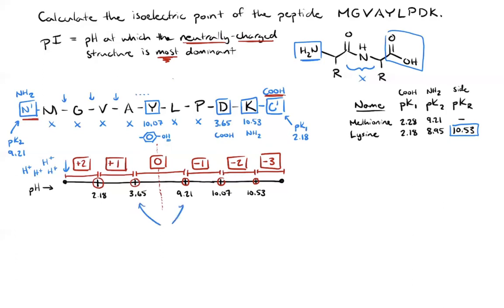So we take these two pKa's, the ones that are on either side of our neutrally charged region, and we find the exact midpoint between them. And the easiest way to do that is just to average. So we're going to take those two pKa's and divide by 2. And the midpoint between them is going to be the isoelectric point, which is going to come out to be 6.43 in this case. And that would be our answer, right?